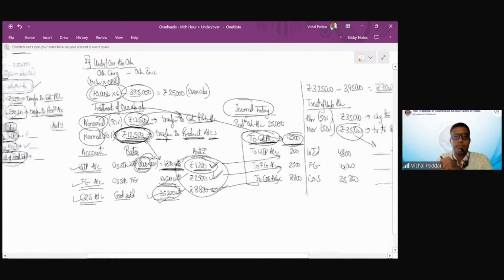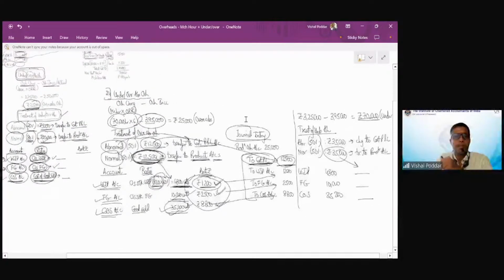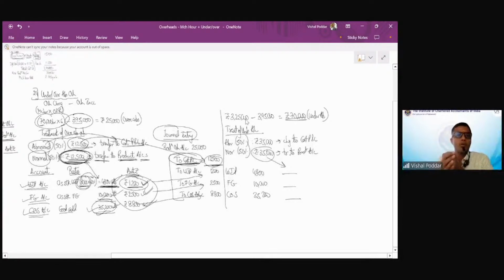Perfect. So students, see, this is how we do this sum of under and over absorption. So with this, we have completed the entire overhead chapter, all its components in detail, along with practical sums. Now you have to practice from the module, from other relevant institute materials, MTPs, RTPs. And in the next lecture, we will discuss all your doubts that you have on this particular topic.